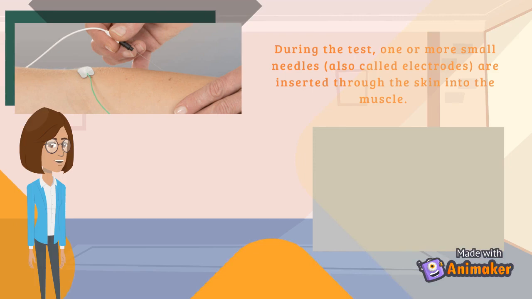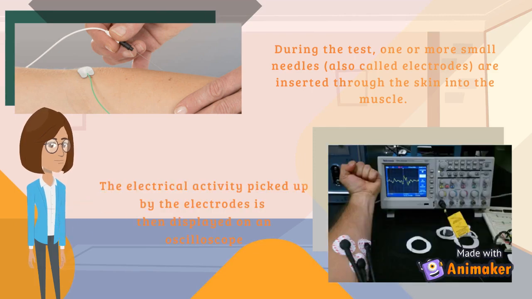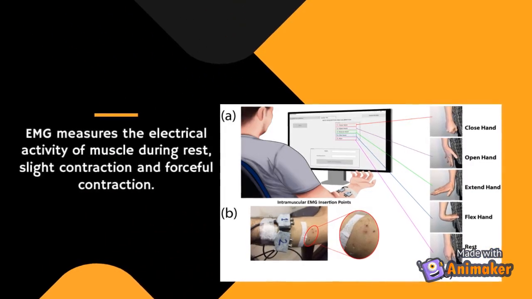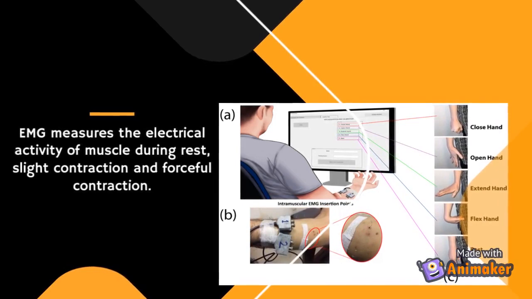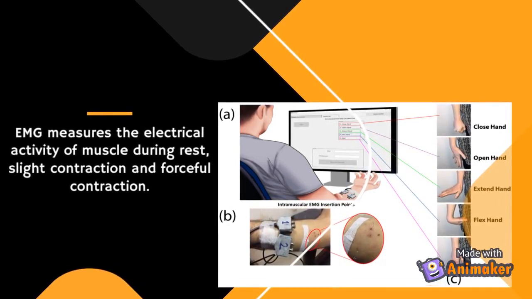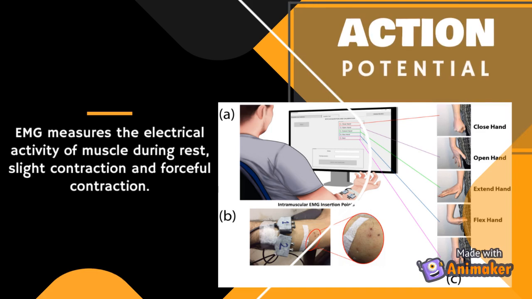During the test, one or more small needles called electrodes are inserted through the skin into the muscle. Then the electrical activity picked up by the electrode is displayed on an oscilloscope or monitor. EMG measures the electrical activity of muscle during rest, slight contraction, and forceful contraction. In the picture, the hand goes from open hand to rest, so the muscle contracts and relaxes, which will produce action potentials that provide information in the EMG signal.